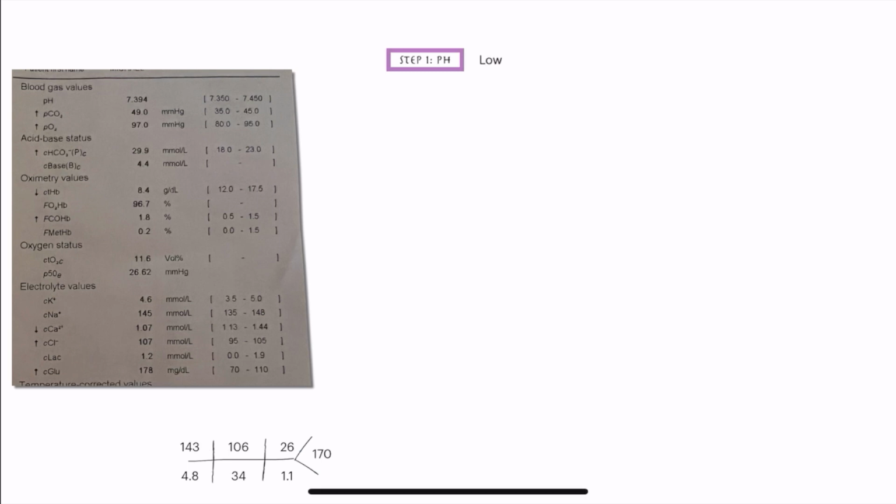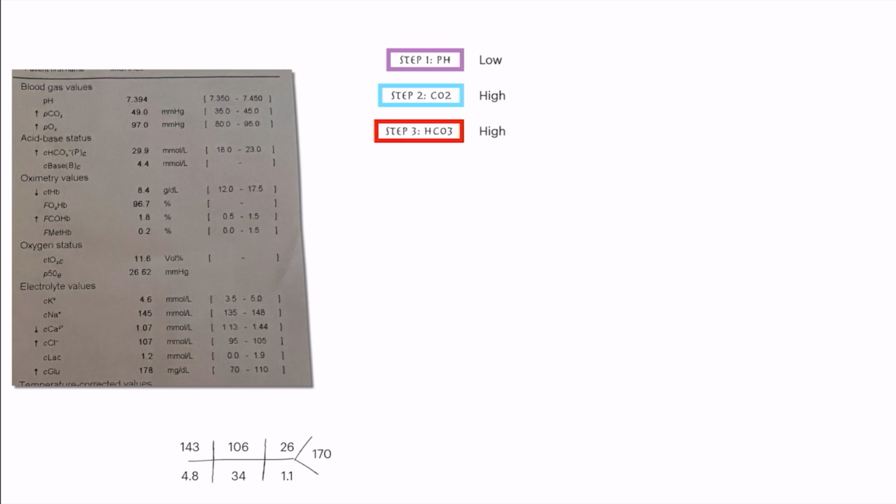Okay, so which side of 7.40 is our pH? It is low. Our PCO2 is 49, which is high. Our bicarb level is 34, which is high. Respiratory, opposite. Metabolic, equal. We have a respiratory acidosis, and is it compensated or uncompensated? It is compensated because we are still within that normal range for our pH.